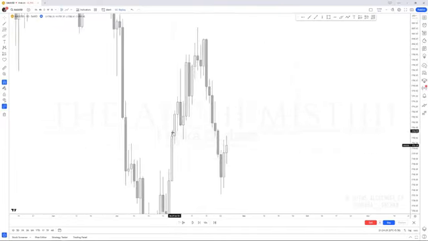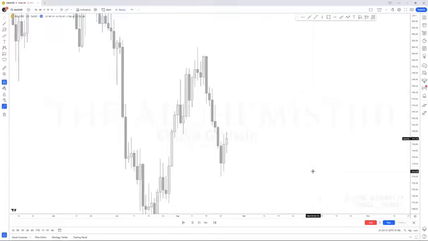Now you might be confused, right? Why do we have so many zones here? We have this, we have this, we have this. Then the best thing you should do is you need to know how to filter it out. Okay, so that is why we do the multi-time frame analysis.